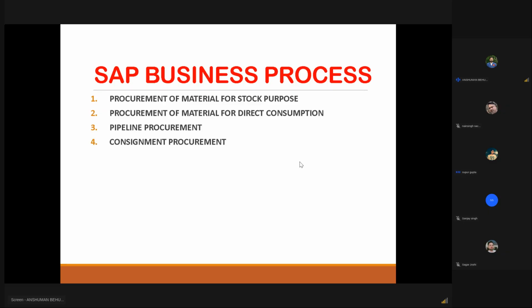If you are taking it to your own stock, then you have to pay for that. If you are returning it to the supplier, then there is no issue because you have not paid anything. So this is the process. Now the next one is the subcontracting process.